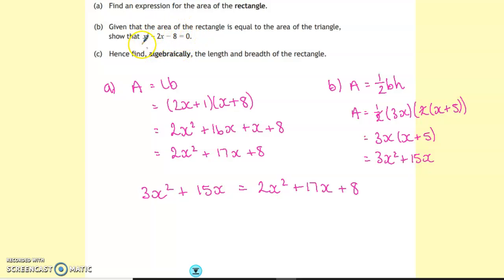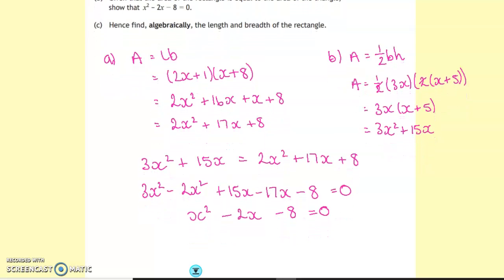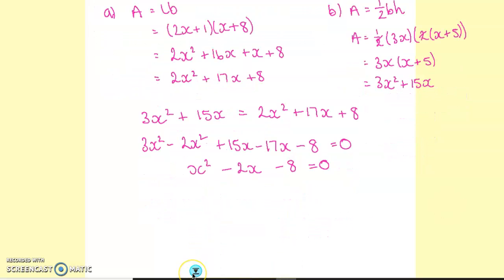So if we're looking at this, I want to rearrange it so it's equal to 0. I'm going to take my 2x squared to the other side, just put everything right next to where it belongs. Then I've got my 15x. I'm going to bring my 17x over, so it becomes minus 17x. Don't have a number here. Bring 8 over, it becomes minus 8. Tidying up, 3x squared minus 2x squared is x squared. 15x minus 17x is minus 2x. Minus 8 is on its own. And that's part B. Part C, hence find algebraically the length and breadth of the rectangle.